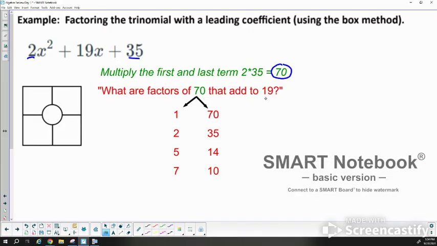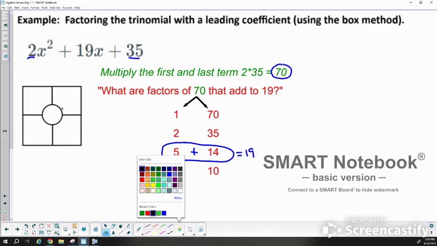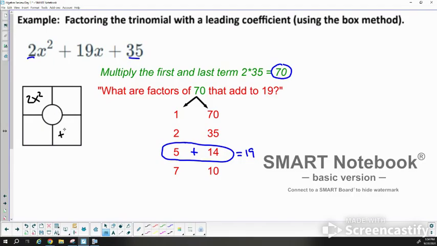Now, if you automatically know the factors of 70 that add up to 19, you don't have to do this work. Right? If you're very confident that it's 5 and 14, notice they add to 19, then we can just go right to the box. So remember, your first term goes in this corner. The last term, the constant term, goes in this corner.